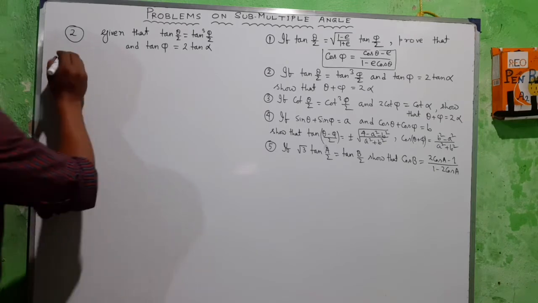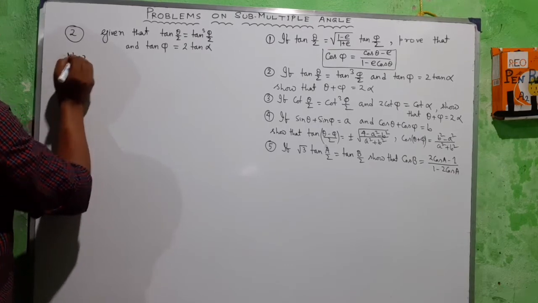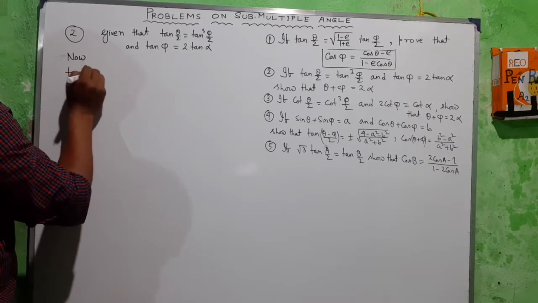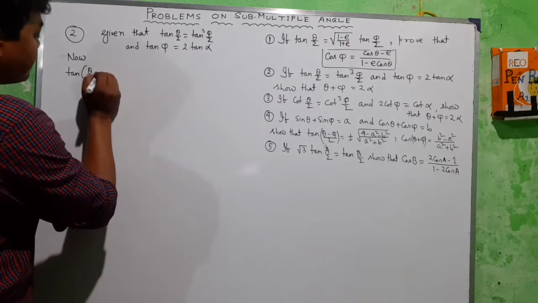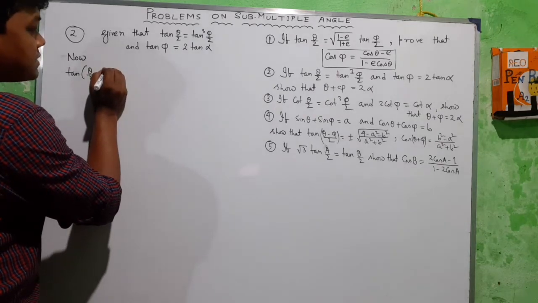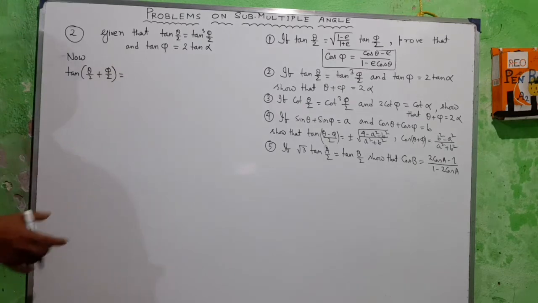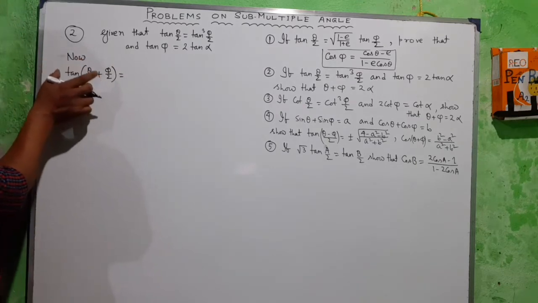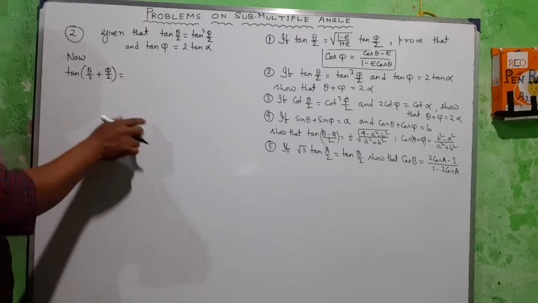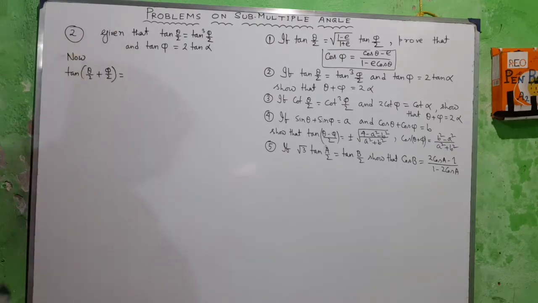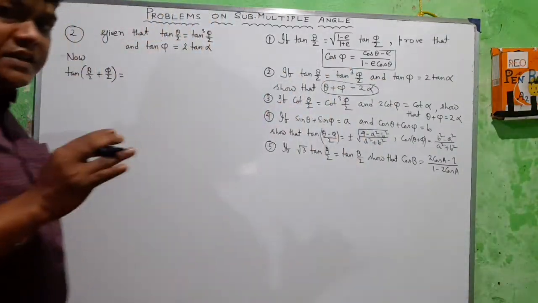So we have to show theta plus phi equals 2 alpha. What is our goal? Our goal is to show that tan of (theta by 2 plus phi by 2) equals tan of alpha. If we can prove it, then we will get our required result, theta plus phi equals 2 alpha. So that is our goal.